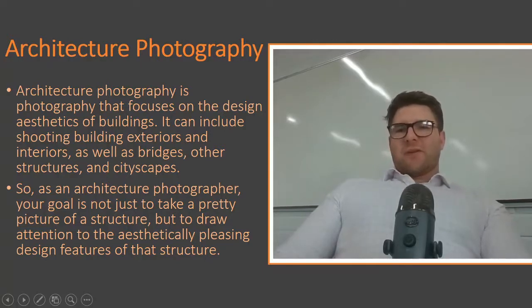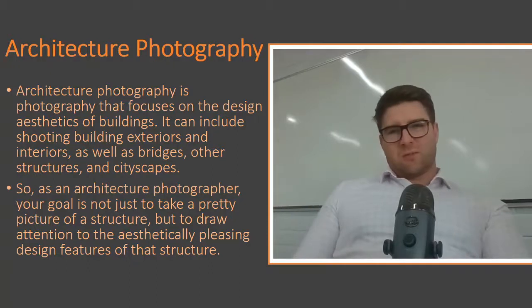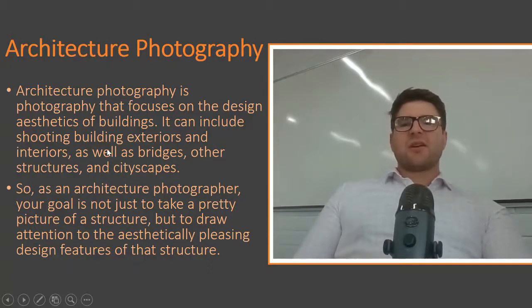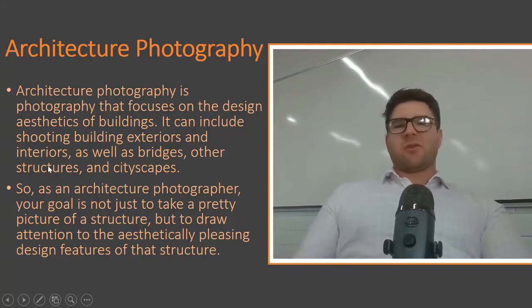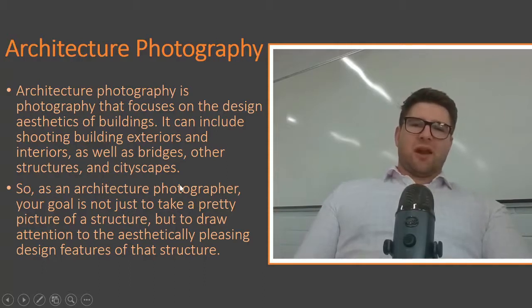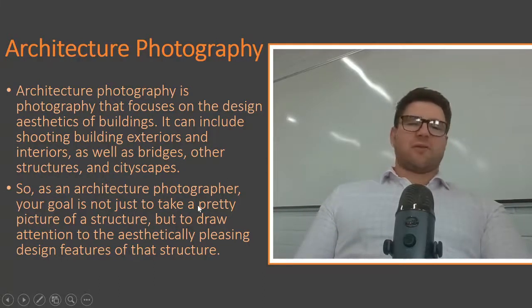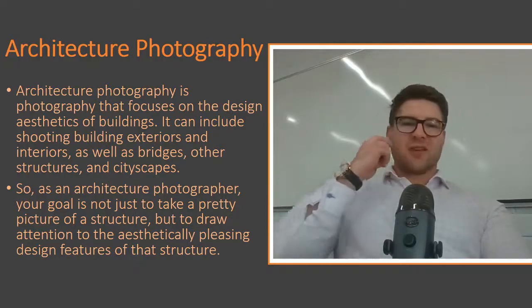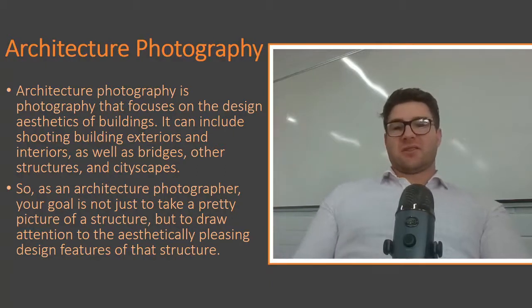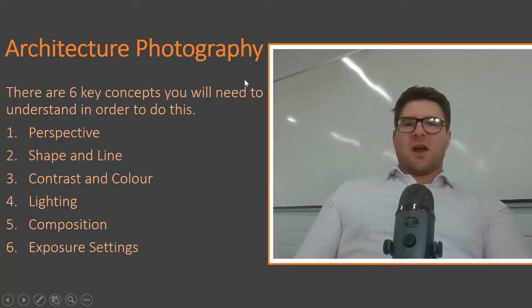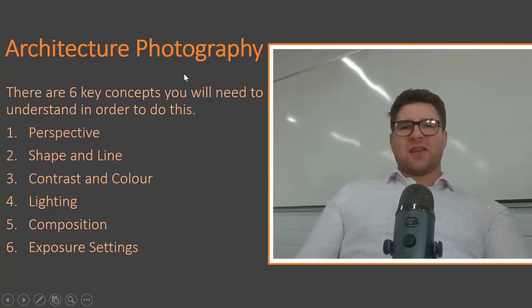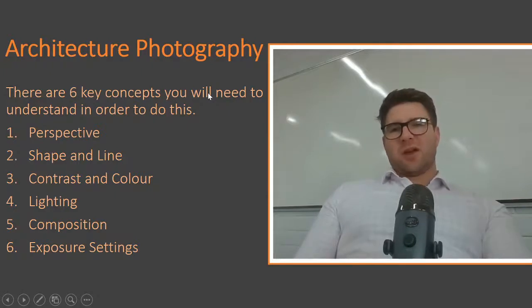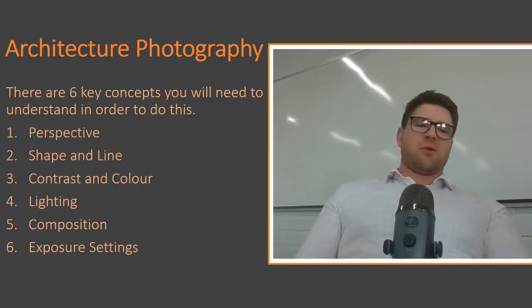So architecture photography involves structures, which could be buildings, could be the exteriors of buildings, could be the interiors of buildings, could be bridges, other structures, could be whole cityscapes. But as an architecture photographer, your goal is not just to take a pretty picture of a structure, but to draw attention to those aesthetically pleasing or interesting design features of that structure. So in order to do this, you need to be aware of six key principles. These are the perspective, the shape and line, the contrast and color, the lighting, the composition, and the exposure settings.